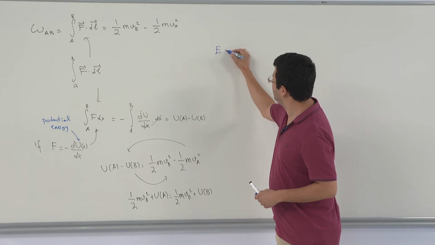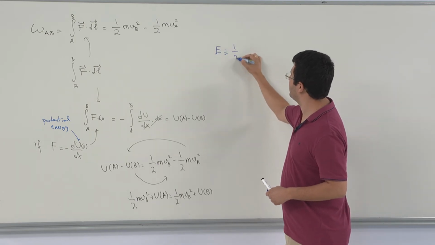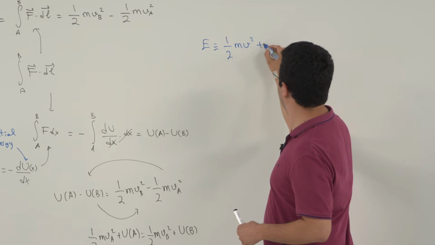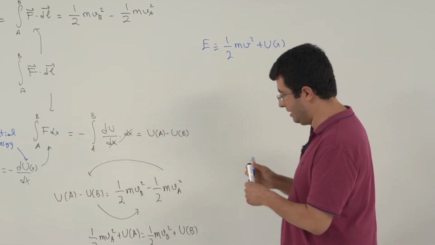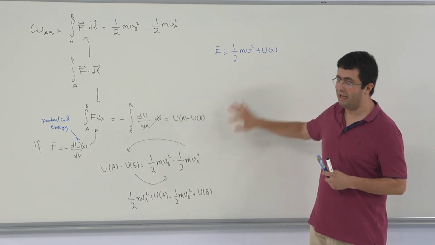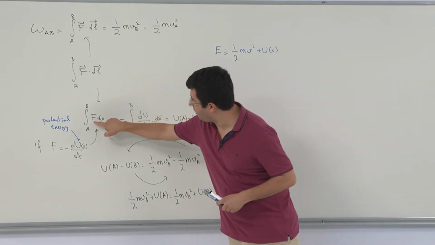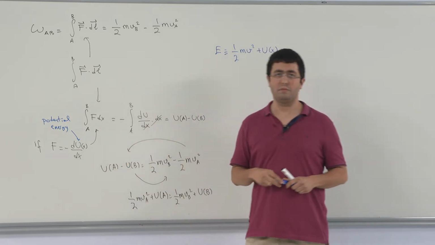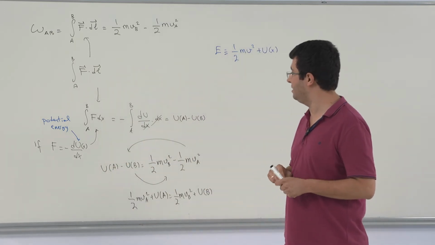So I say that E, the mechanical energy of the system, is given by the kinetic energy plus the potential energy, and this quantity, the mechanical energy of the system, is conserved if my force F is caused by a potential energy.